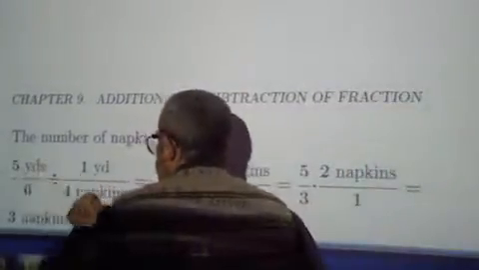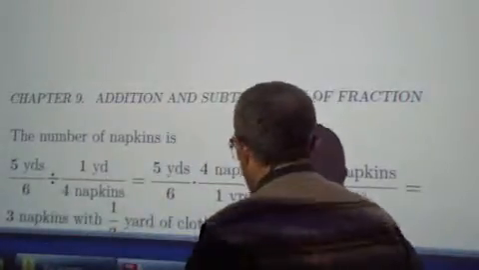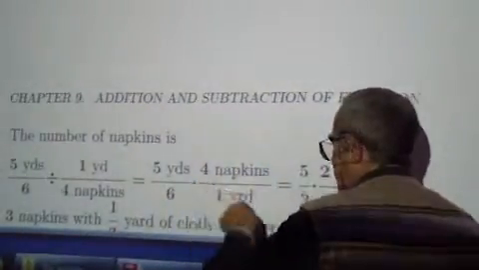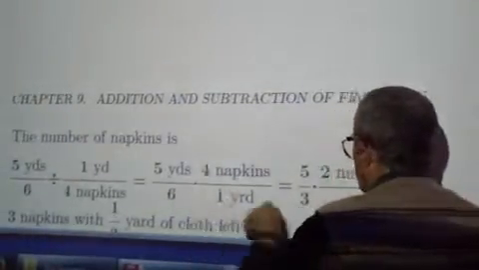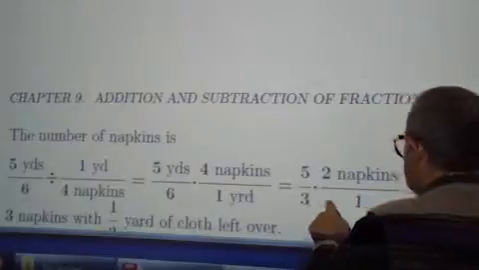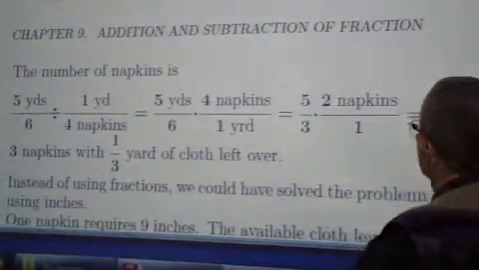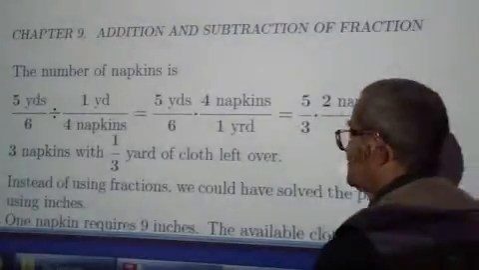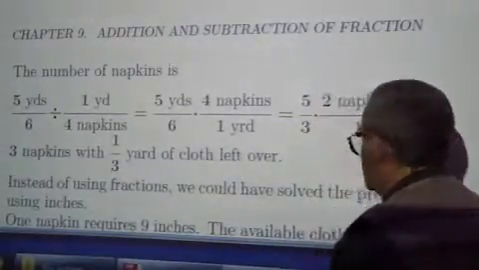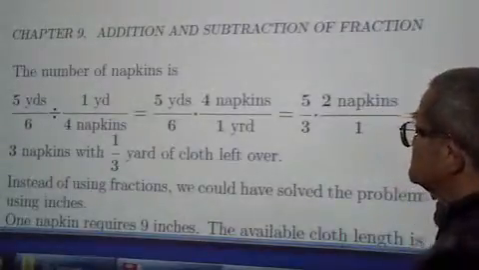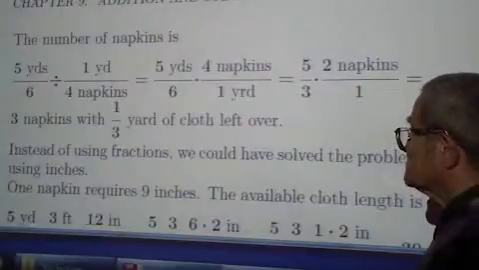Here you would get yards squared per napkin. That would not be right in the multiplication. If you multiply by the reciprocal, the yards drop out. You're left with 5. The 2 drops out here. You're left with 5 times 2 over 3, or just 3 napkins. And you have 1/3 of a yard left. Just 3 napkins. Not too many, but that's the way it goes.